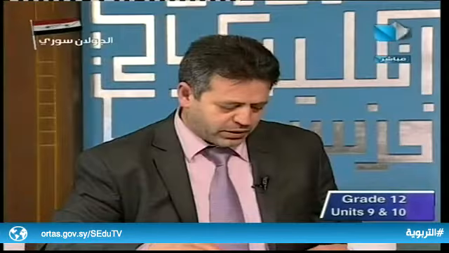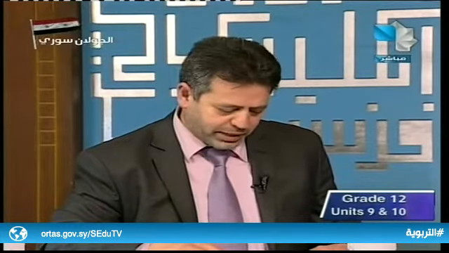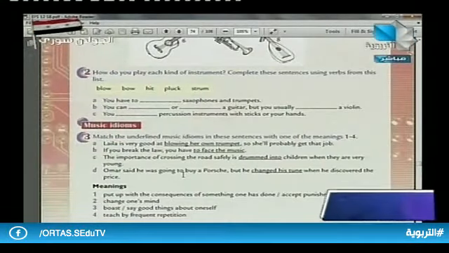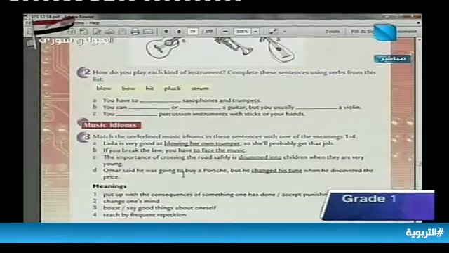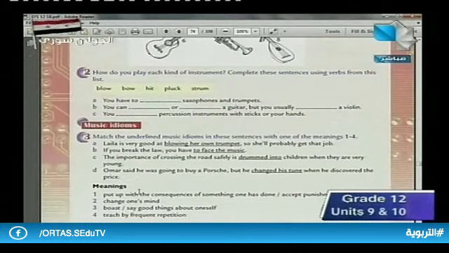Let's start with the first one, Mr. Mazin. Layla is very good at blowing her own trumpet, so she will probably get the job. So here, if someone is good at blowing his or her own trumpet, it means he says good things about himself, he boasts. Exactly, this is the meaning: to say good things about yourself.